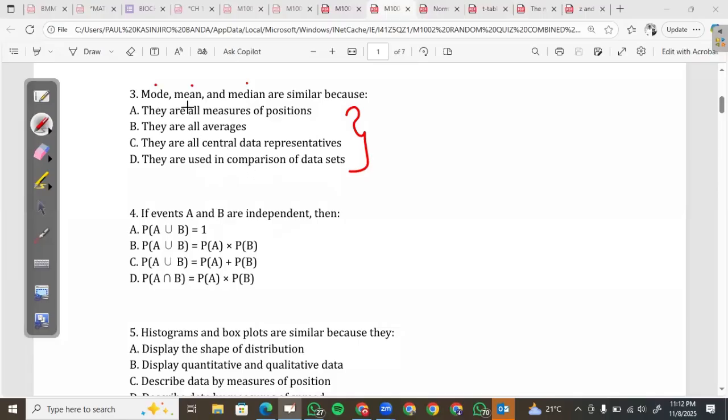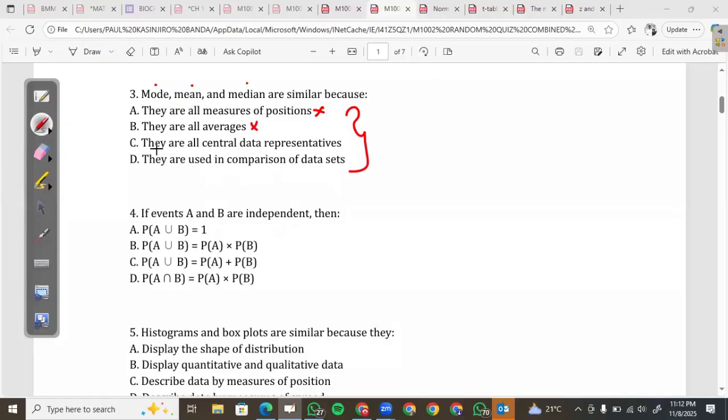But when you talk about the mode and mean, they're not necessarily measures of position, because the mean will give you the average, and the mode will give you the most frequent value. So this option we cannot accept. And then they're saying they are all averages. Are they all averages? The mean is the average, yes, but the mode and the median are not averages. So we're going to say no to this.